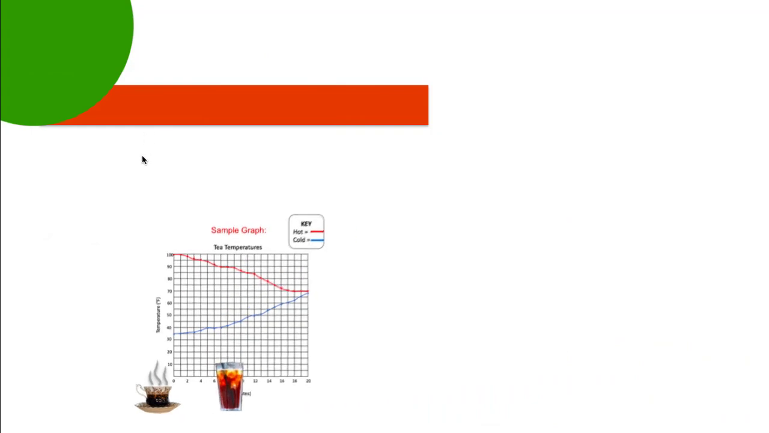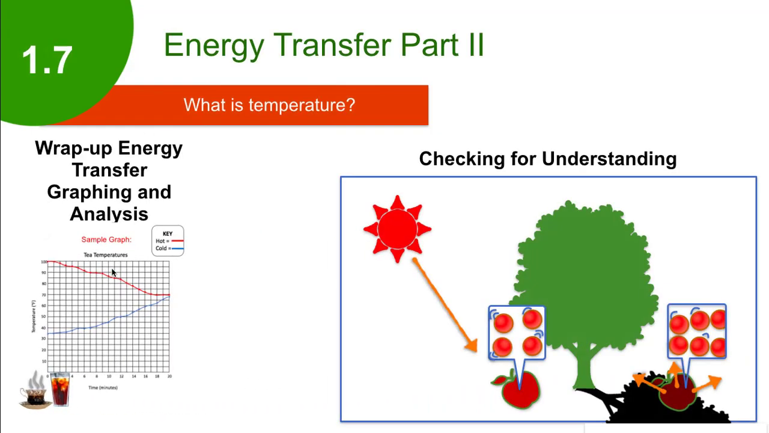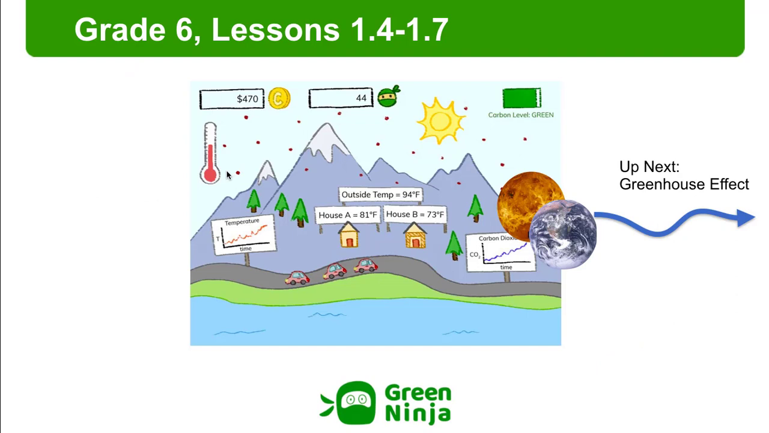In Lesson 7, we wrap up our graph interpretation and then return to check for understanding to see if students can really answer the question, what is temperature? They demonstrate their knowledge by drawing a model of a real-world situation where there are objects at different temperatures. Students need to illustrate thermal energy transfer and a molecular view of the objects. Now we're ready to look at temperature on two different planets and the greenhouse effect.